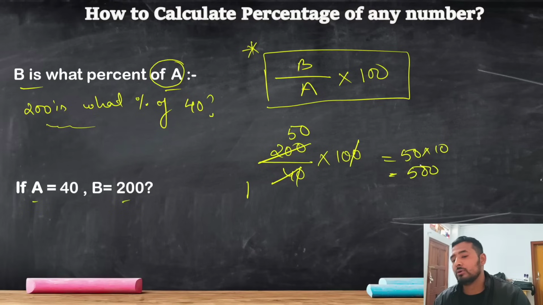B is what percent of A? 200 is what percent of 40? It is 500% of 40. I hope it is clear.